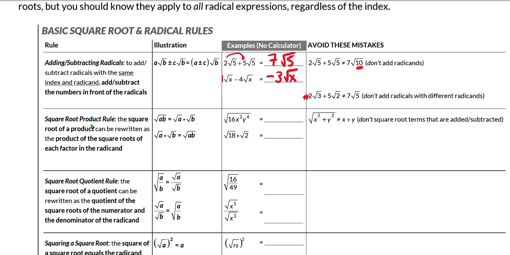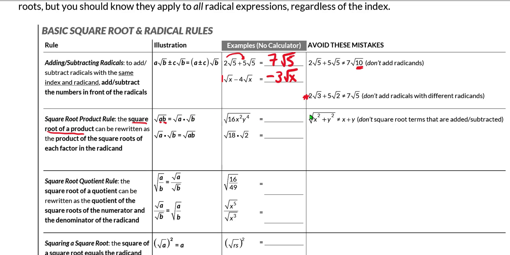Square root product rule. This is a very important rule. This actually shows up in several different places. Complex numbers is one of them, where we can rewrite the square root of a product. So notice we have the square root of a product. We can rewrite that square root of a product as the product of the square roots of the individual factors in the product. So root AB can be written as root A times root B. In other words, we can separate the A and the B out into their own radicals.